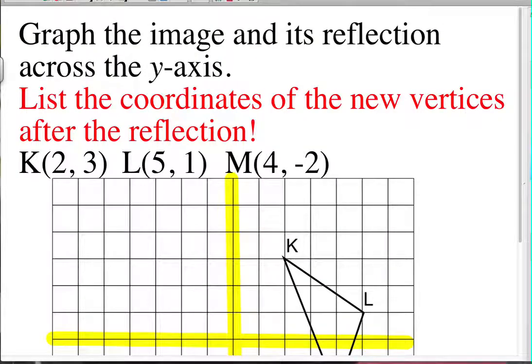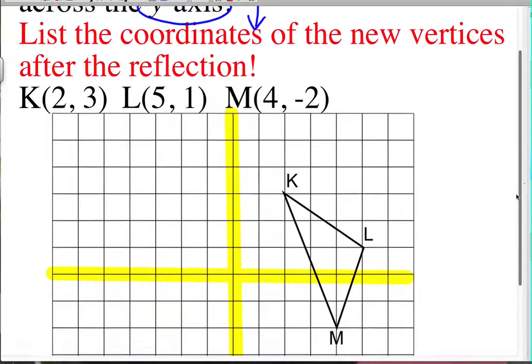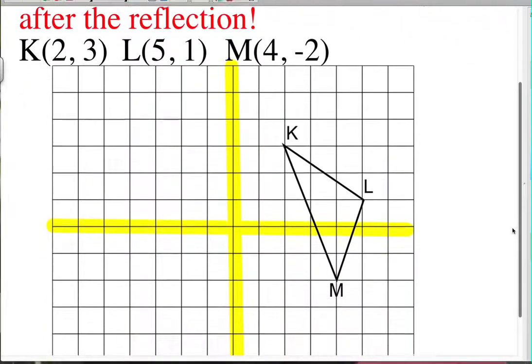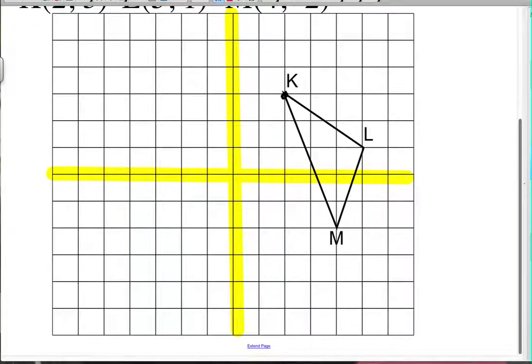Here's our next one. Graph the image and its reflection across the y-axis this time. All right. Remember, the y-axis is y to the sky. So that would be that line. And then list the coordinates. So again, I've already plotted the original figure. KLM. KLM has already been drawn for you. Here's K, here's L, here's M.